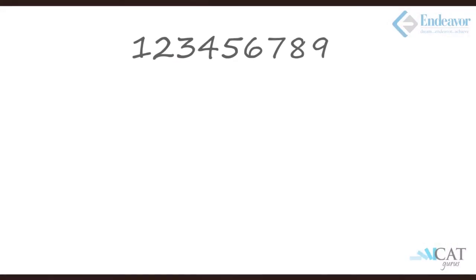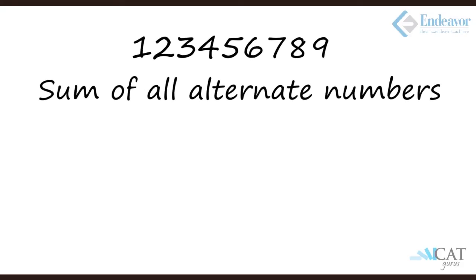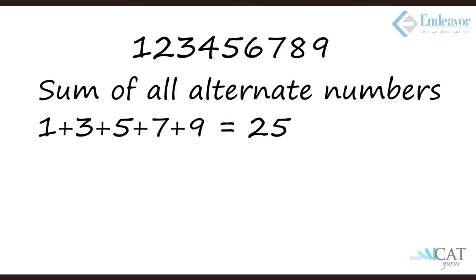Let's look at another prime number, 11. Now this is slightly different. A 2-digit prime number, how do we check it? Suppose the number is 1, 2, 3, 4, 5, 6, 7, 8, 9. So it's a long number. How do we do it? So let's take the alternate digits starting from anywhere. If we start from the left, say 1 plus 3 plus 5 plus 7 plus 9. Now this is nothing but 25.